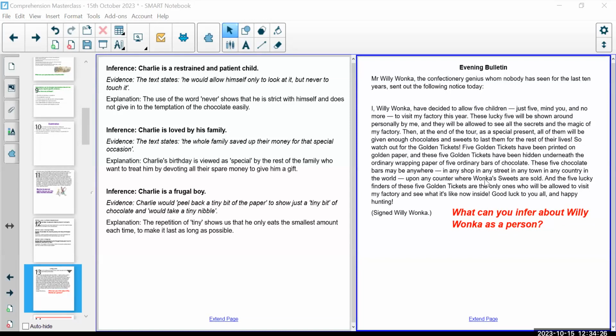Let's see. He is bossy, decisive, and boastful. The evidence is he's decided to allow five children no more to visit my factory this year. And the phrase no more tells us that he is very decisive and bossy. Good. Yes. Your explanation is kind of just repeating the point, but you'd want to say this suggests that he is creating a limit on how many people come into his factory and he's being very strict about it. Try and say your explanation in a different way to your point.